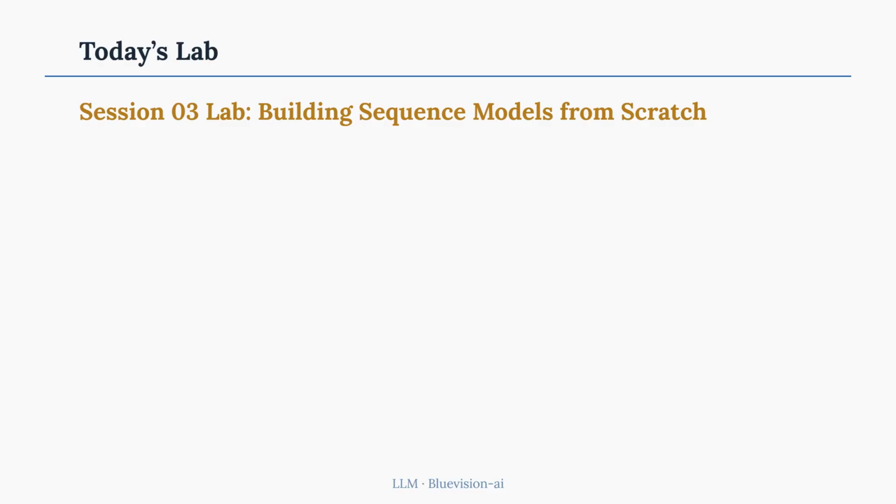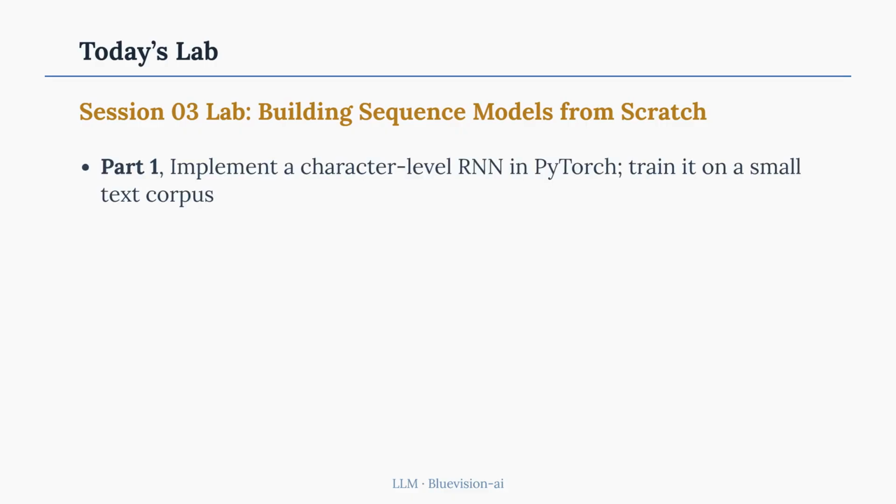In today's 2-hour lab, you'll build this from the ground up, no black boxes. Part 1. Implement a character-level RNN in PyTorch and train it on a small text corpus. Shakespeare, a fairy tale, anything short. Predict the next character, one step at a time.